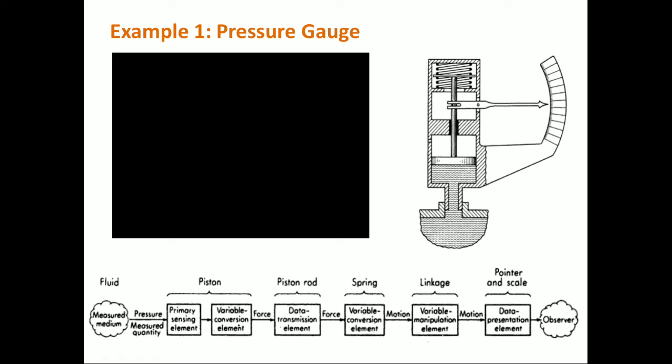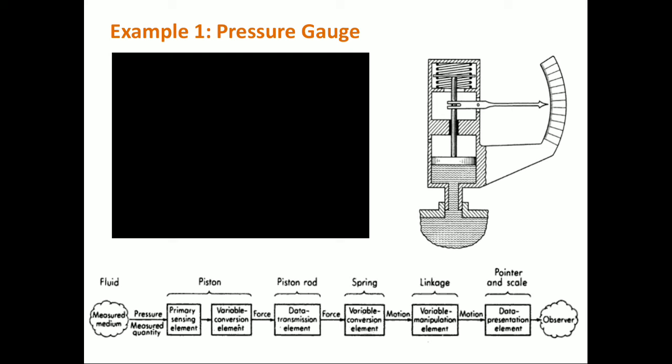Then comes the data transmission element. Here the pressure available in the liquid has to be transmitted to the final linkage. That is carried out with the help of a piston rod. By adjusting the length of the rod, you can accommodate the point at which the pressure has to be measured and the point at which the data has to be presented. So the data transmission will be carried out by the piston rod.